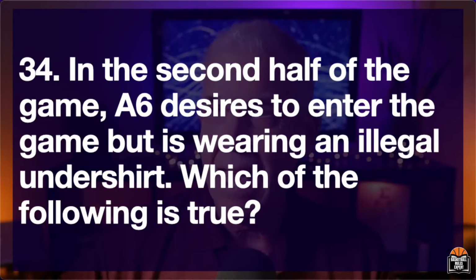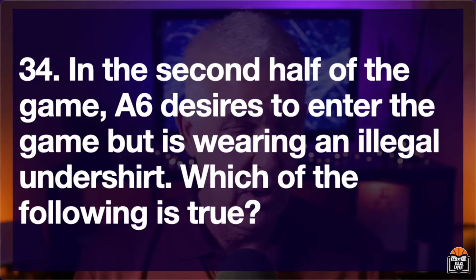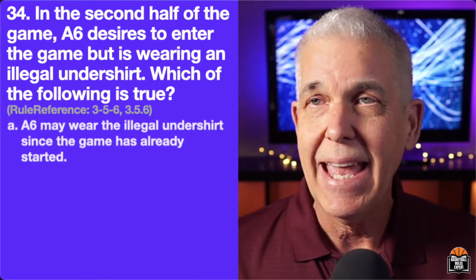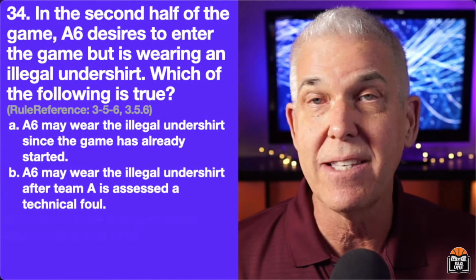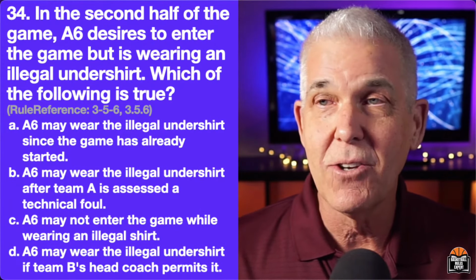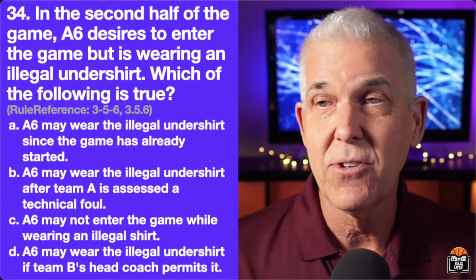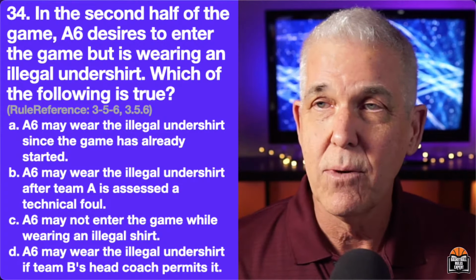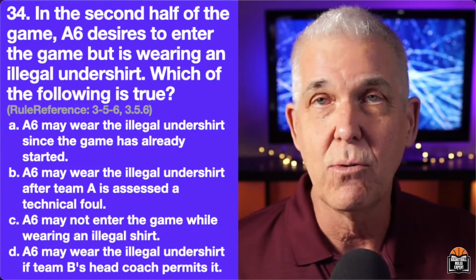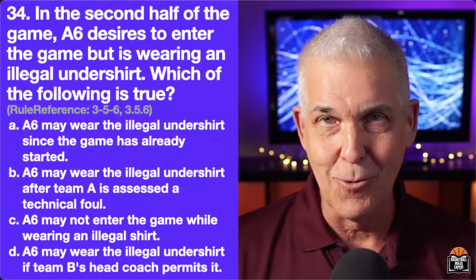In the second half of the game, A6 desires to enter the game but is wearing an illegal undershirt. Which of the following is true? A, A6 may wear the illegal undershirt since the game has already started. That's common sense. B, A6 may wear the illegal undershirt after Team A is assessed a technical foul. C, A6 may not enter the game while wearing an illegal shirt, or in this instance, undershirt. D, A6 may wear the illegal undershirt if Team B's head coach permits it. Okay, that's very gracious. But of course, we're talking about the rules here.